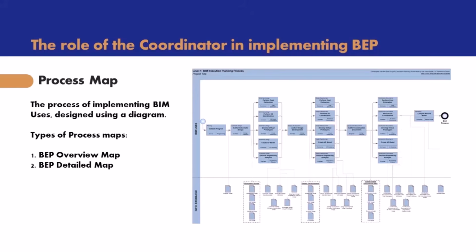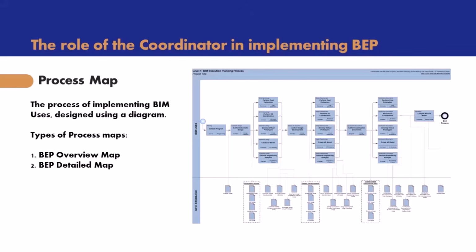Well, in the BEP overview map, we will specify all the BIM uses and the process of their implementation. And in the BEP detailed map, we will show what needs to be done to reach the BIM uses. Well, in this process map, we have created the model part here. It has a detailed map which is called modeling.